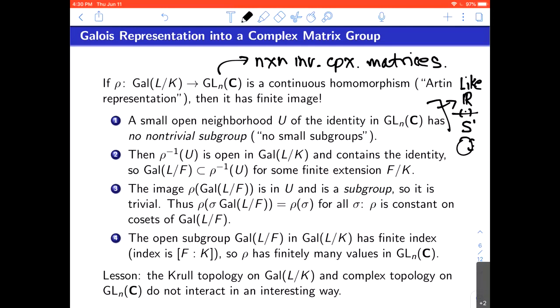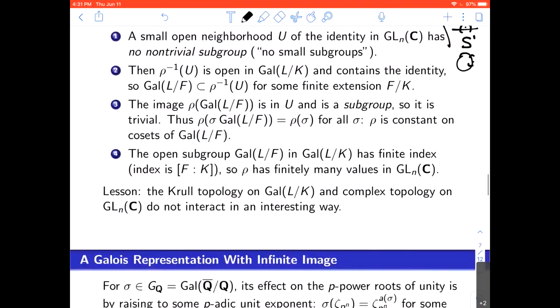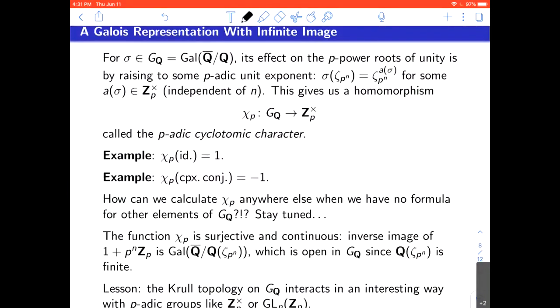So in fact, a continuous homomorphism from an infinite Galois group, or a finite Galois group in that case, is easy, into a group of complex matrices using their natural topologies automatically has a finite image. Now, what that's basically telling us is the topology on Galois groups doesn't really interact very well with the topology on kind of classical topological groups, Lie groups over the real and complex numbers. So let's switch gears and look at a continuous homomorphism into a p-adic group. And we'll see that we get a representation with an infinite image instead of a finite image.